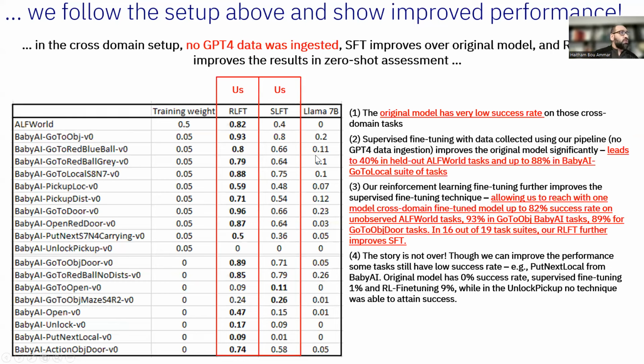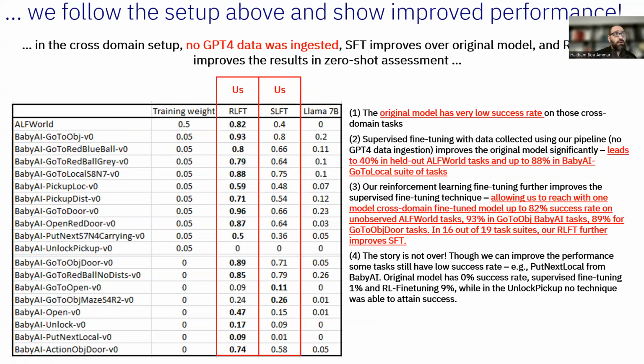What you can see is that this cross-domain method works pretty well. It can take Llama 7 billion from 0% success to 82% success with RLFT, our RL fine-tuning, and to 40% with supervised fine-tuning. And please notice that those are all held-out tasks. Again, no GPT-4 data ingestion.